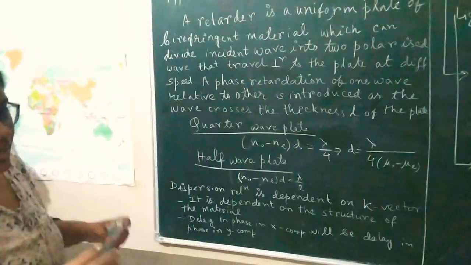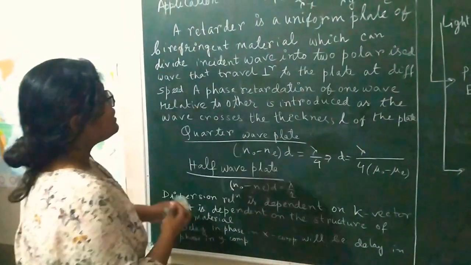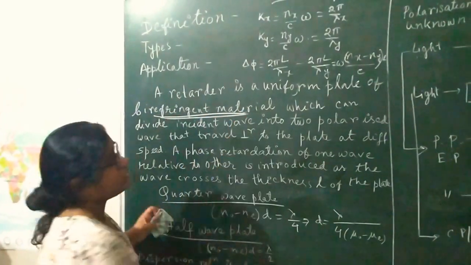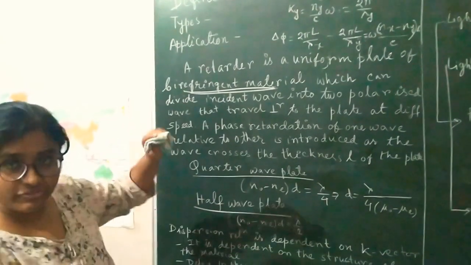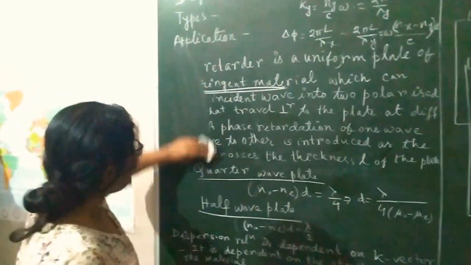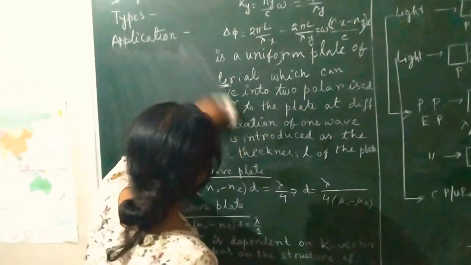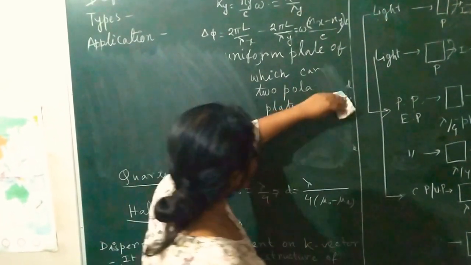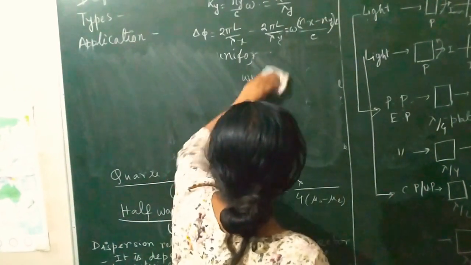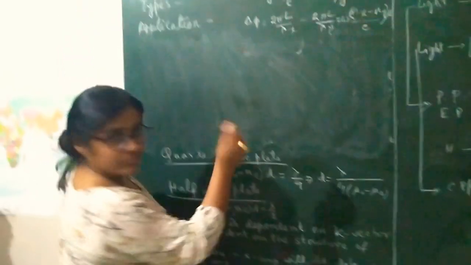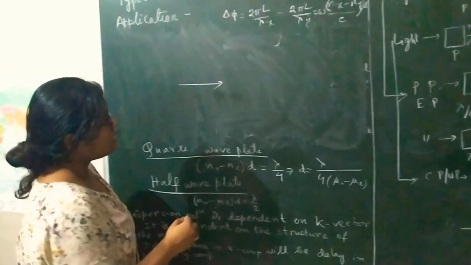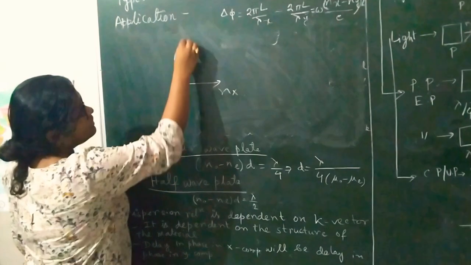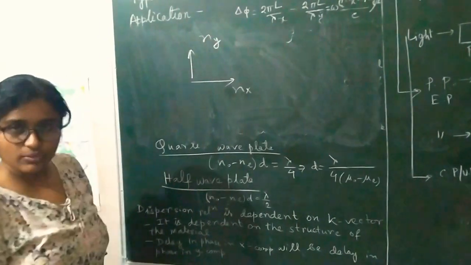Let me explain it. In earlier videos I explained birefringence, this is the main thing, that a birefringent material. What do you mean by birefringence? From the name, birefringence means there are two refractive indices in a crystal like calcite or quartz. Two refractive indices in a single crystal, in different directions. Suppose along x the refractive index is nx, and along y the refractive index of the crystal is ny.